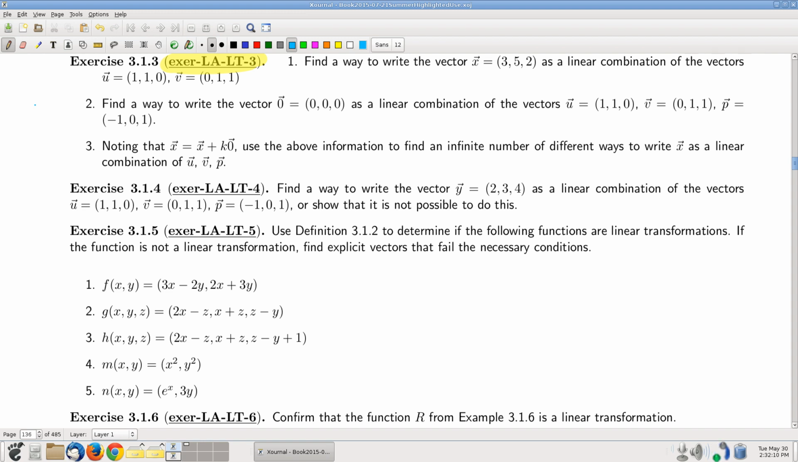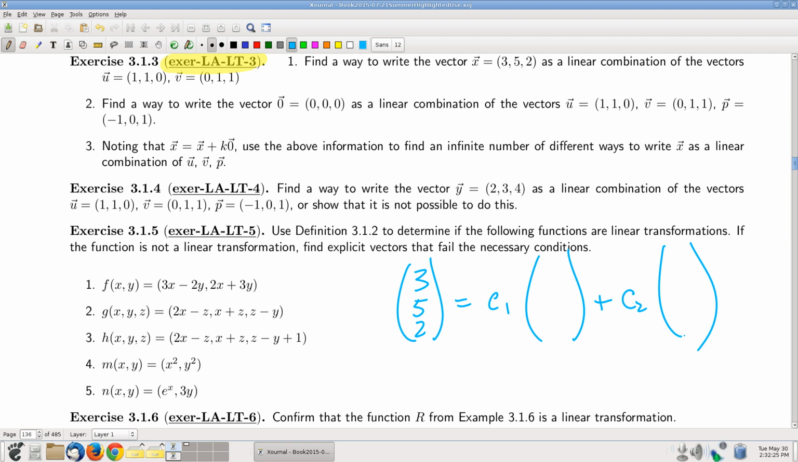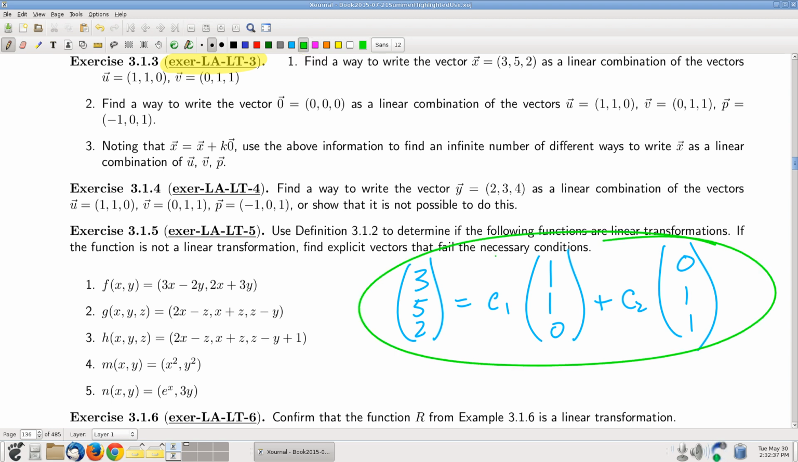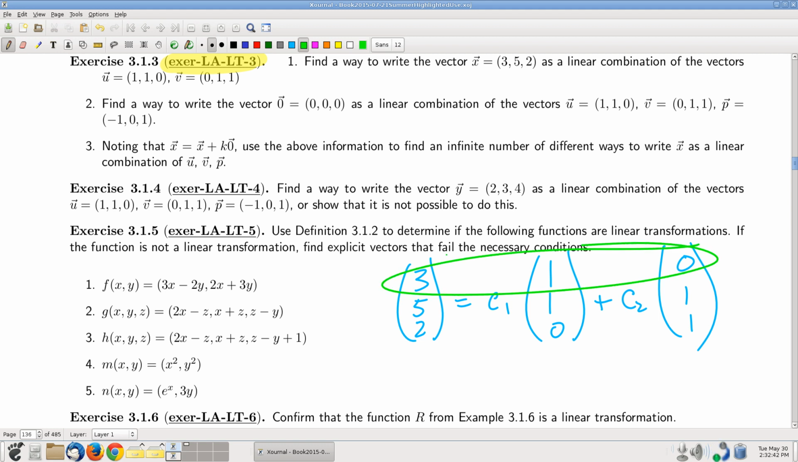So I'm going to explicitly write my wish list. My wish list is that (3, 5, 2) would be a linear combination of, I don't know what these numbers are, but that's what a linear combination looks like, right? The vectors are (1, 1, 0) and (0, 1, 1). Well, I can make this true if I can make each of the coordinate equations work out. So let's look at the first coordinate and the second coordinate, etc., independently.